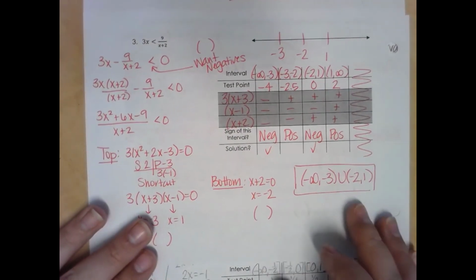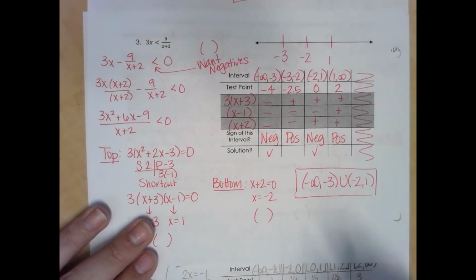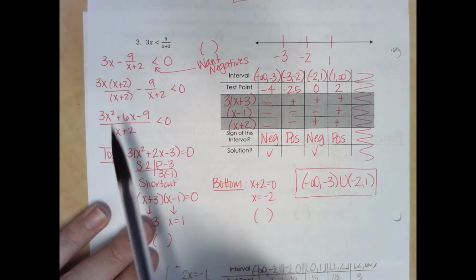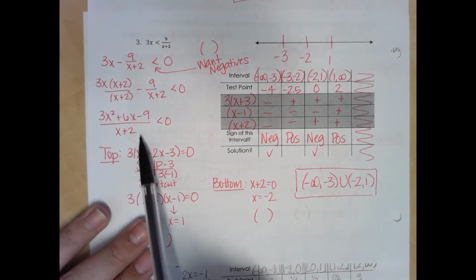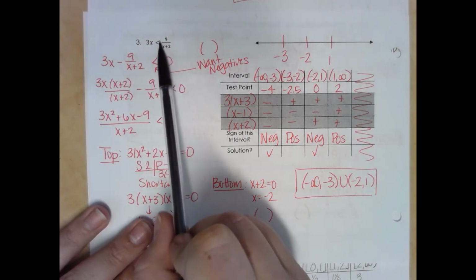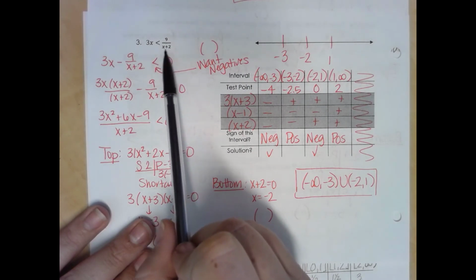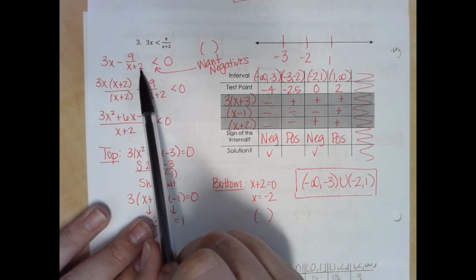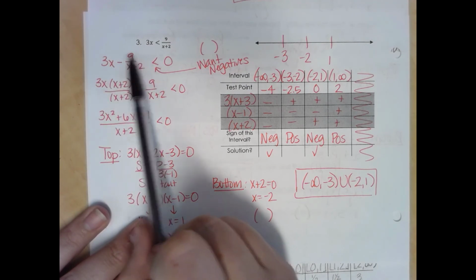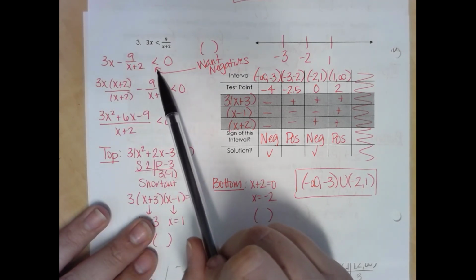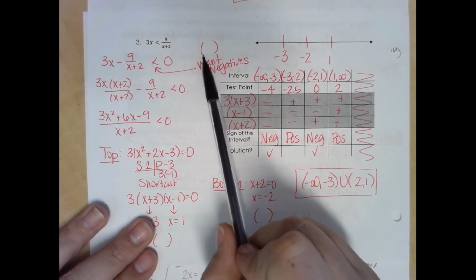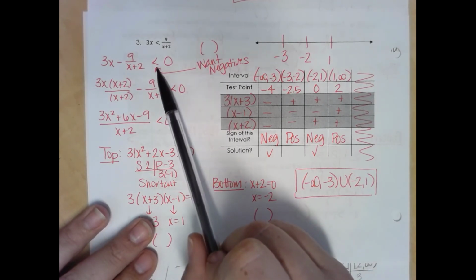Number 3 was kind of like the last example that I did, where we first need to get everything on one side and be able to write it as one term. So I moved this 9 over x plus 2 over to the other side by subtracting. So we're subtracting 9 over x plus 2. Once we get everything on one side, we can look at our symbol. It's a less than, so we want negatives, and we're going to use parentheses because it's a strict inequality.